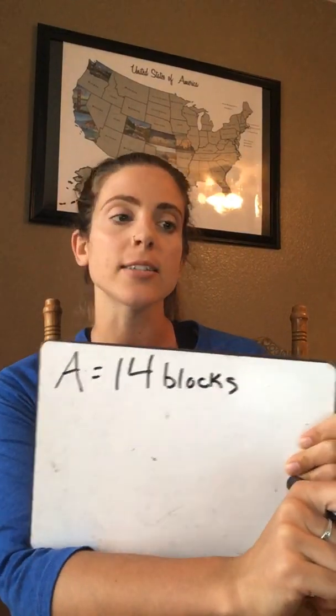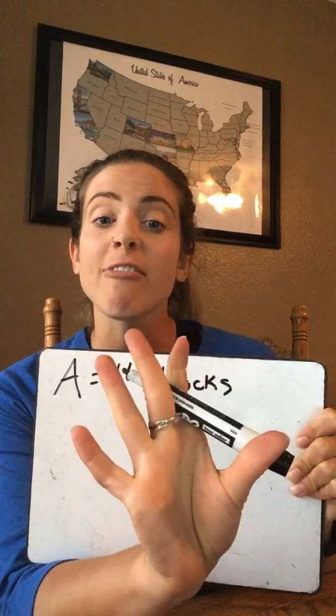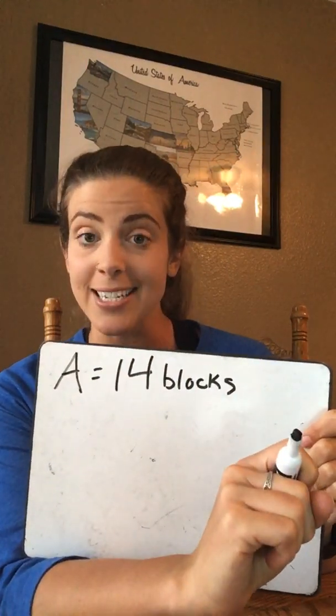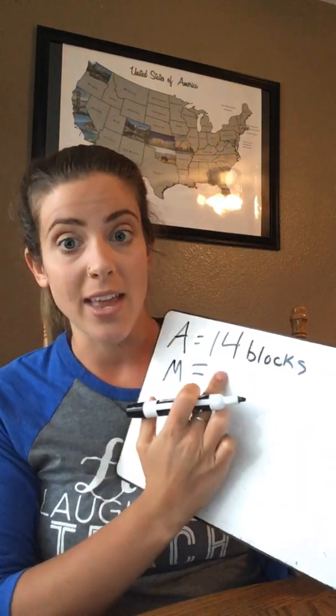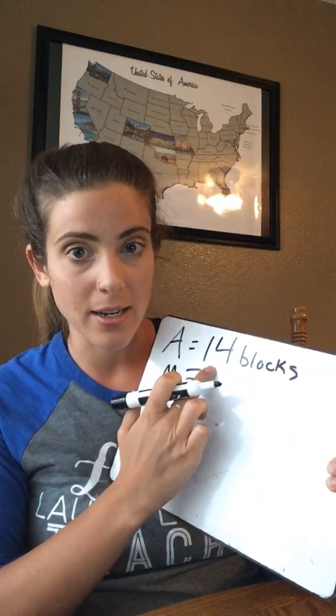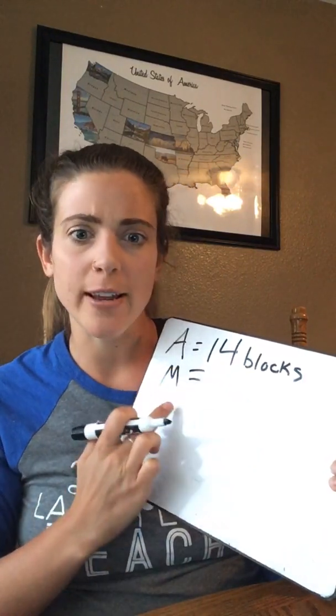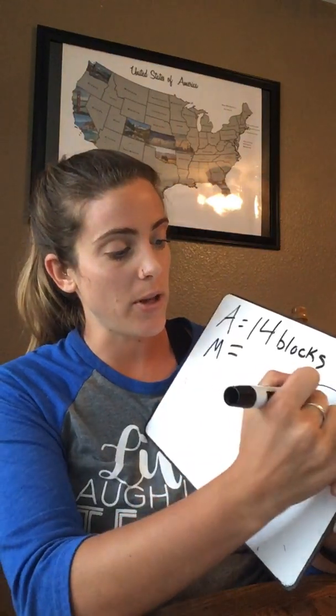He used 14 blocks. Miri built a tower by using 5 more blocks than Aiden. So we don't know how many Miri used, but we know it's more than Aiden. She used 5 more blocks than Aiden. So what does that tell us? Is hers going to have more or less? Definitely more. So let's build that.